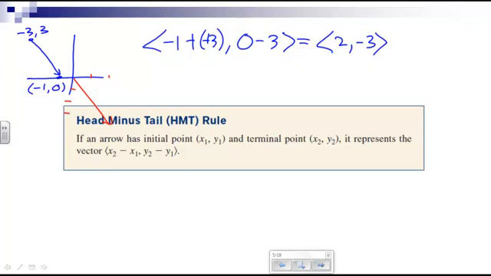All right? So, given 2 coordinates, we can find the vector that goes between those coordinates. And then this will be the vector as if the tail was placed on the origin. Head minus tail. Head minus tail. All right.